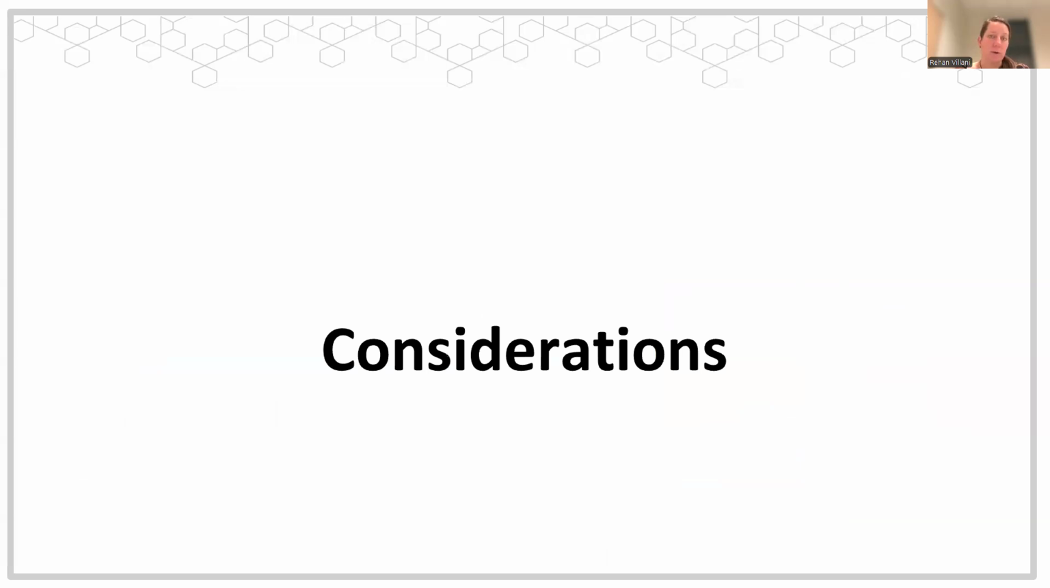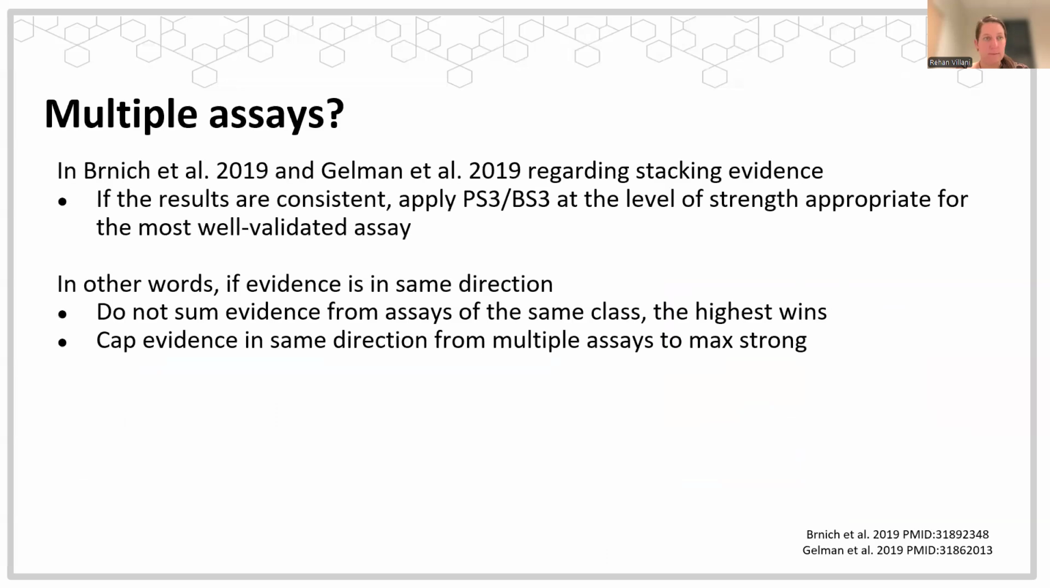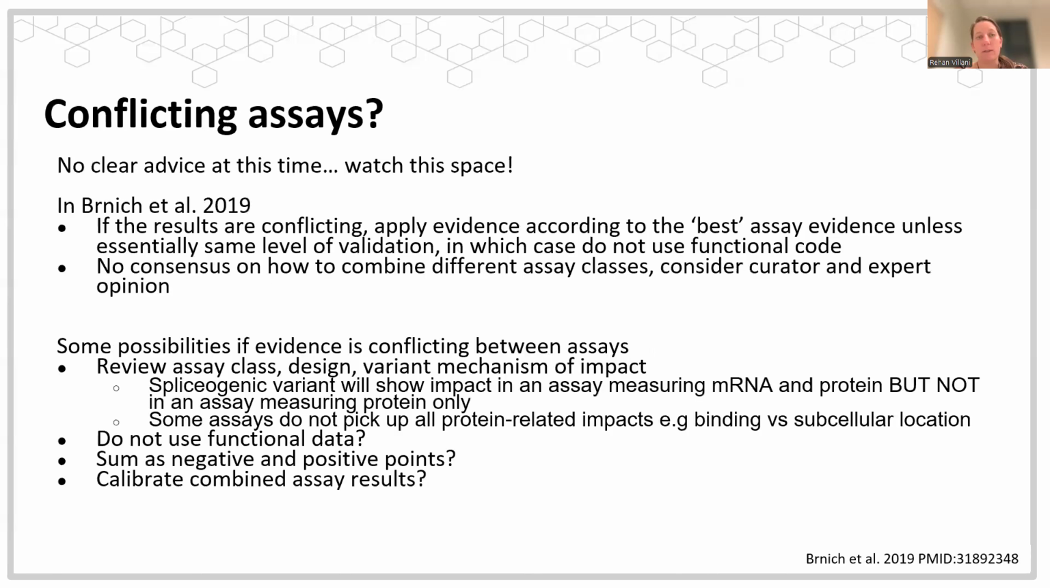What considerations have we got when we're thinking about this in a broader sense? So what do you do if you have multiple assays? In Brnich 2019 and Gelman, they both mention stacking evidence and essentially say that if the results are consistent, apply PS3 and BS3 at a level of strength appropriate for the most well-validated assay. In other words, if the evidence is in the same direction, supporting each other, don't sum evidence for the same class. The highest evidence wins. Cap evidence in the same direction from multiple assays to max strong. This will hopefully prevent you from overweighting the functional evidence.